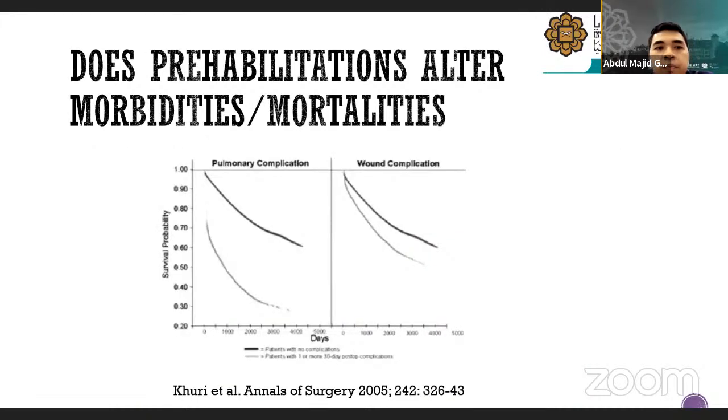So prehabilitation does alter mobility and motility, whereby when a patient undergoes prehabilitation, there will be reduced pulmonary complications. There is also reduced wound complications.